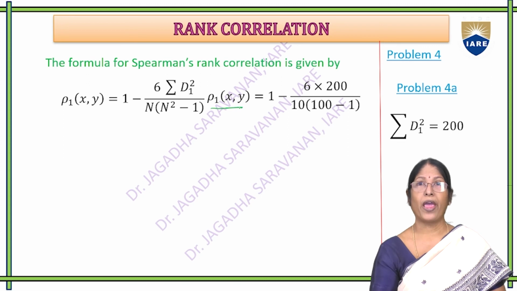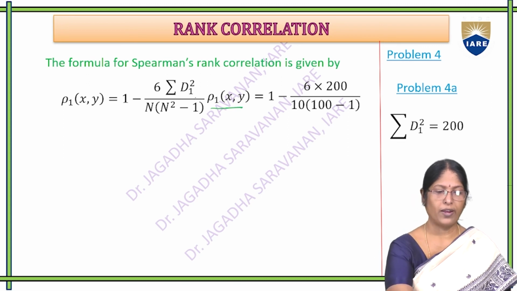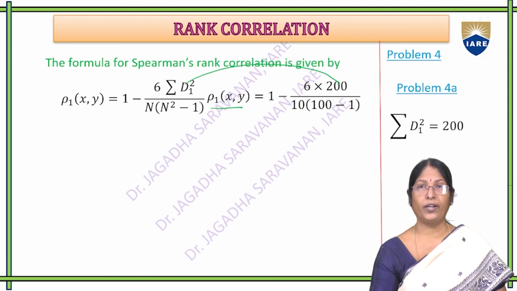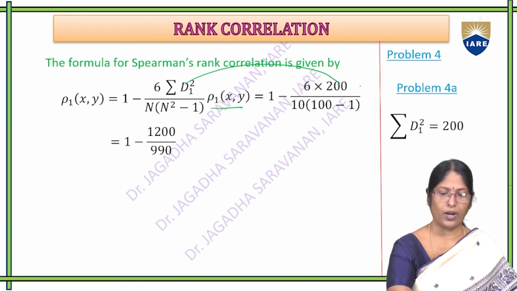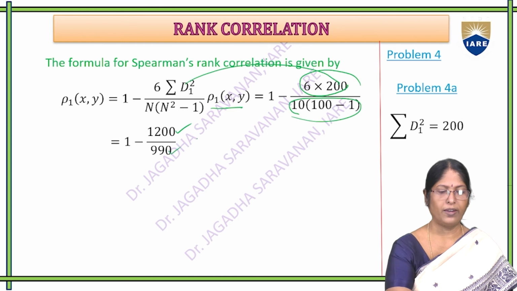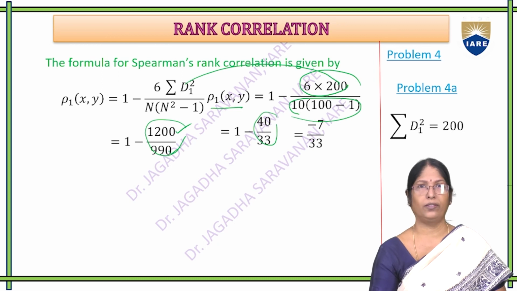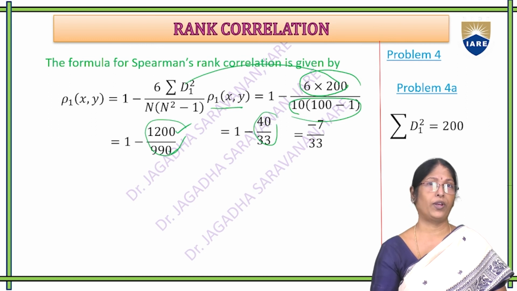So rho of X comma Y equal to 1 minus 6 into the summation D1 square, that is 200, divided by n of 100 minus 1. The simplification of this numerator part is 1200, this denominator part is 990, equal to 1 minus the fraction, the lowest form is 40 divided by 33, equal to minus 7 by 33. So the first result, the coefficient of rank correlation, is minus 7 by 33.